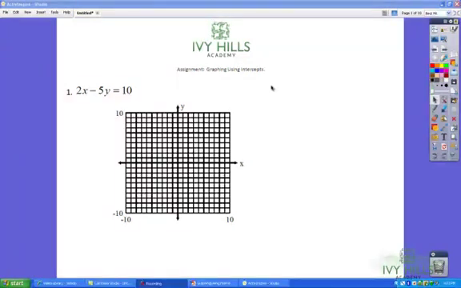Okay, so this is the video for the assignment graphing using intercepts, where our objective is obviously graphing using intercepts. If you'll remember from a previous assignment, in order to find the intercept of an equation, if we're looking for the x-intercept, we want to make y 0. So I'll start by creating an xy chart. I will make y 0.